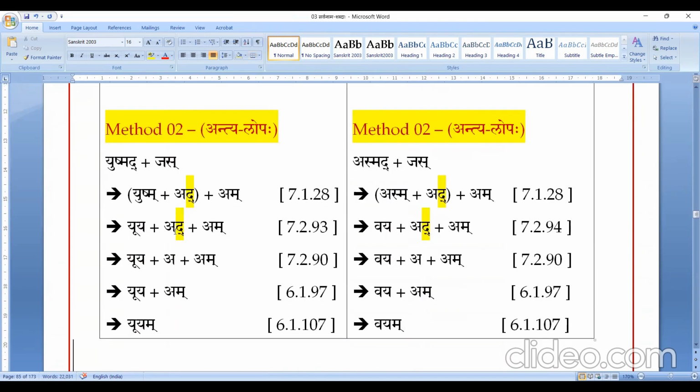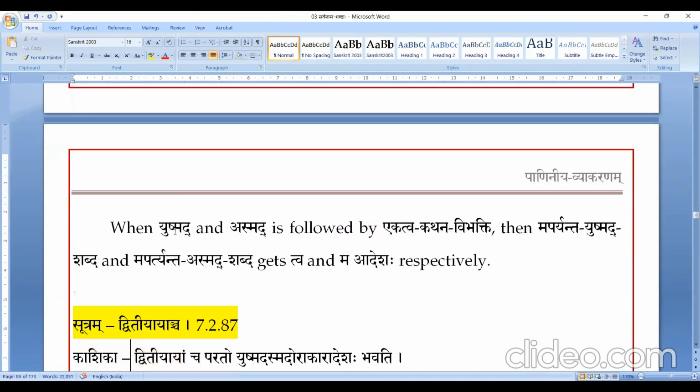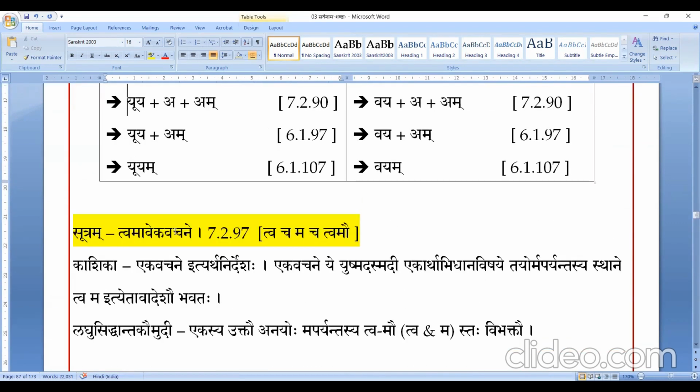Okay, then the next one. Dvitiya Ekavachanam. Dvitiya Ekavachanam. Tvam Ekavachane. Tvam is Tvam Ekavachane.